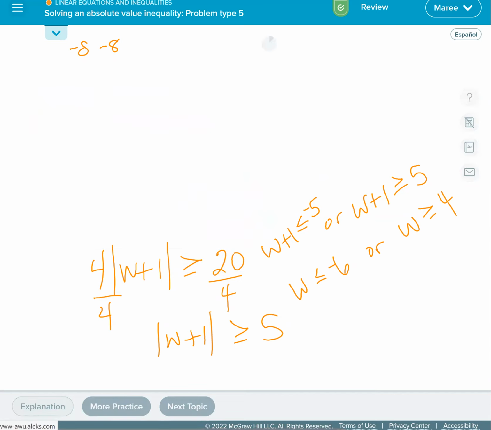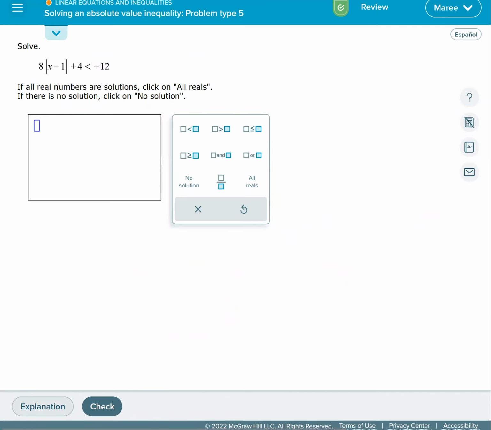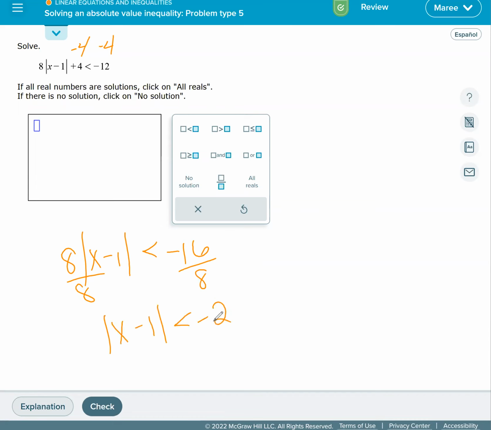I really want to do a less than one. So let's just see if the next one's less than. There we go. So we're going to begin by subtracting our 4. Negative 12 minus another 4 is negative 16. So we have 8 times the absolute value of x minus 1 is less than negative 16. We're going to divide by 8. The absolute value of x minus 1 is less than negative 2. That's a negative number. So we're just going to go ahead and put no solution.